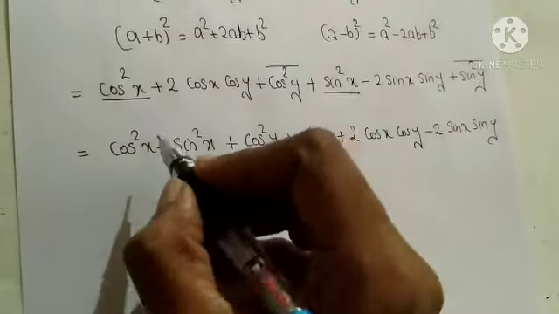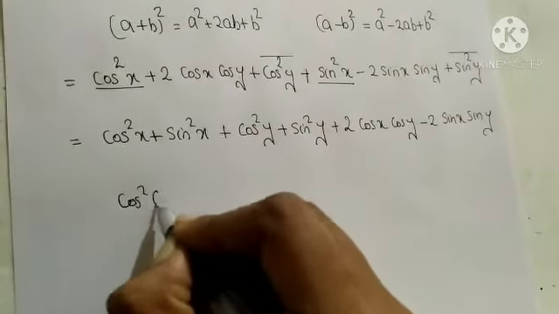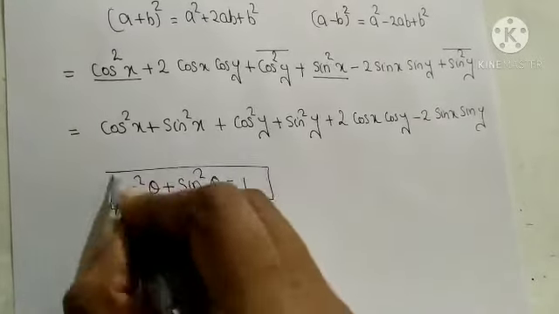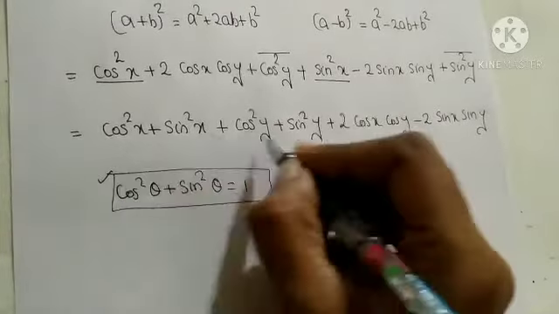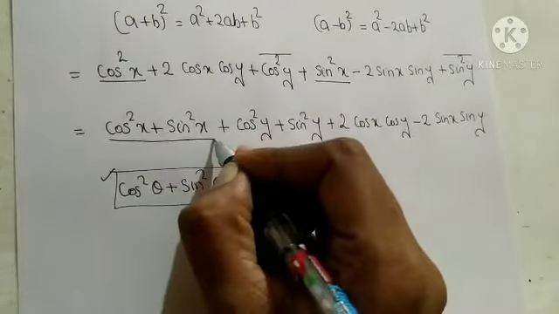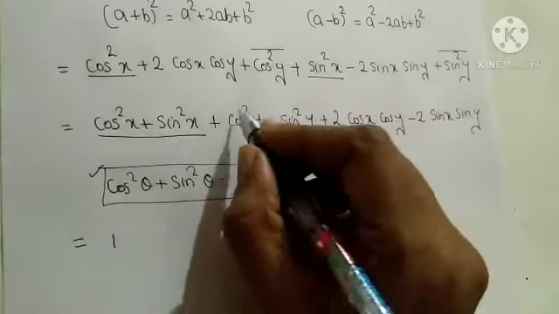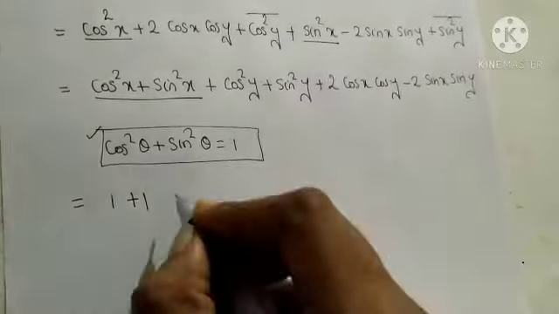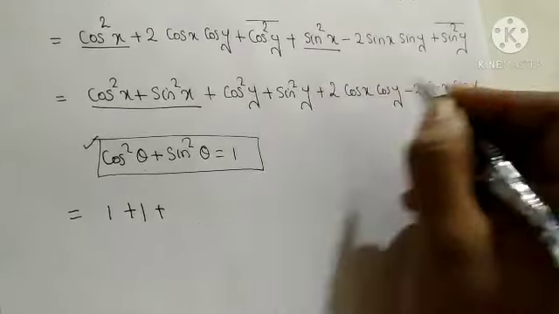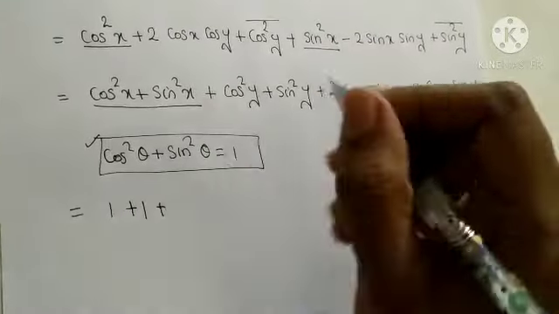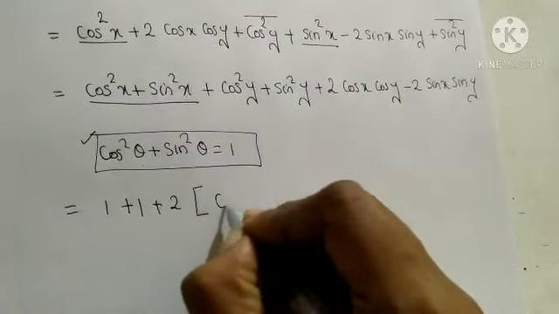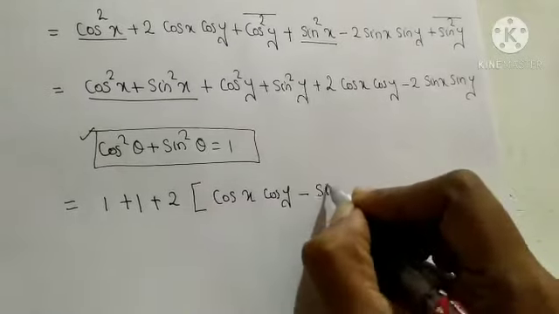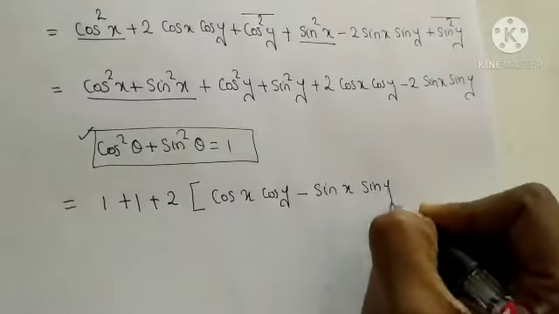Okay, so we know that cos square theta plus sin square theta equal to 1. So by using this identity, these two terms, cos square x plus sin square x equal to 1 and cos square y plus sin square y also become 1. And if you observe these two terms, 2 is common, so taking this 2 outside, here we get 2 into cos x cos y minus sin x sin y.